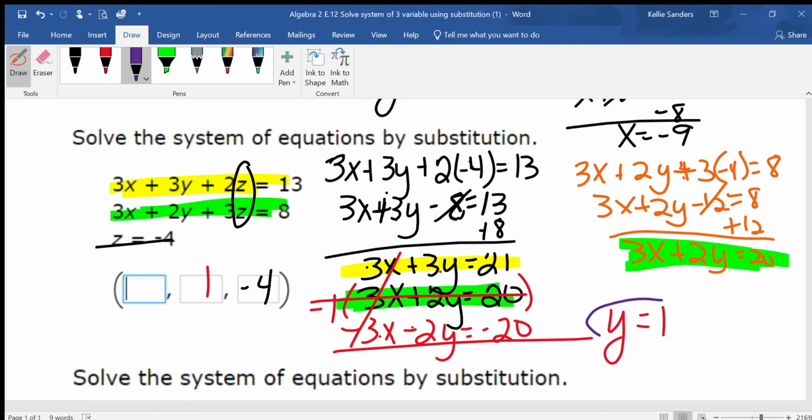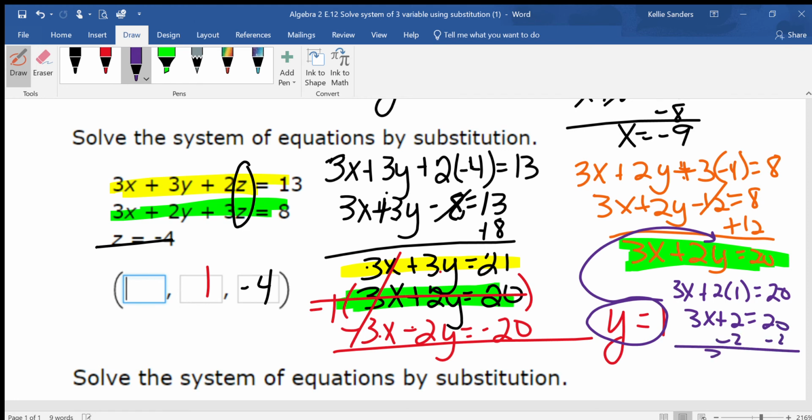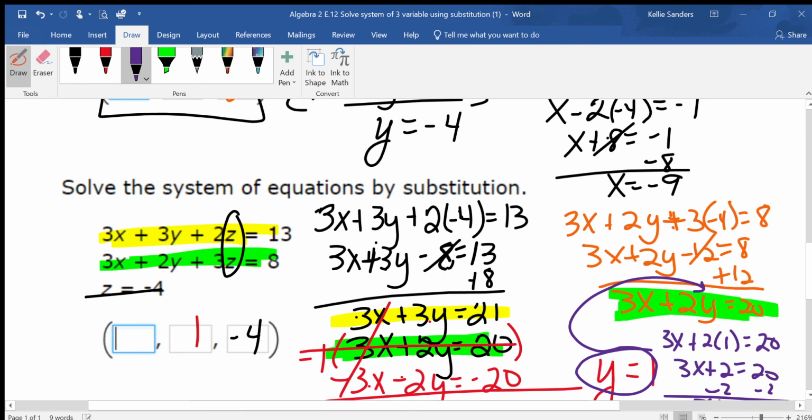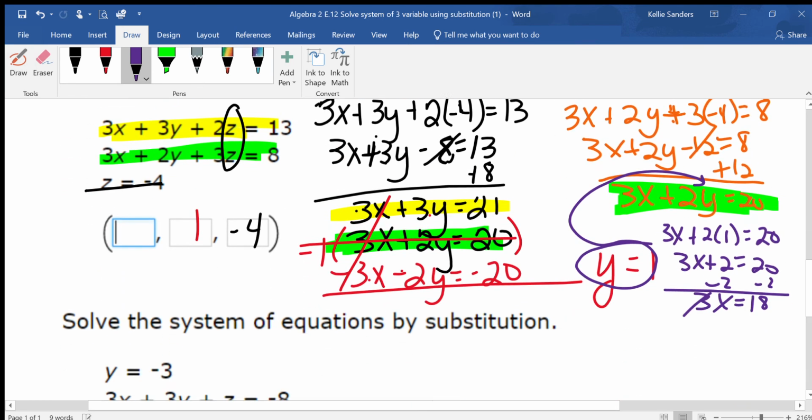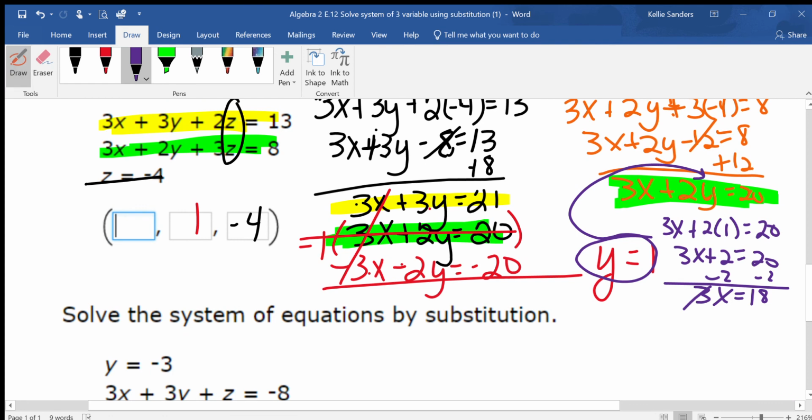Now I'm going to plug this 1 into that y to be able to find x. 3x plus 2 times 1 equals 20. 3x plus 2 equals 20. Subtract the 2. 3x equals 18. Divide by 3. And x equals 6. X equals 6.